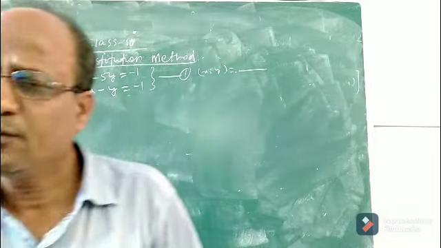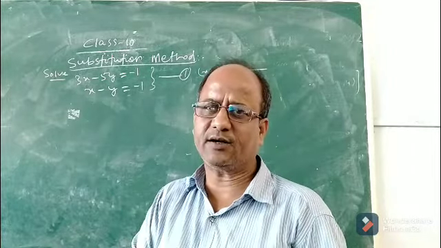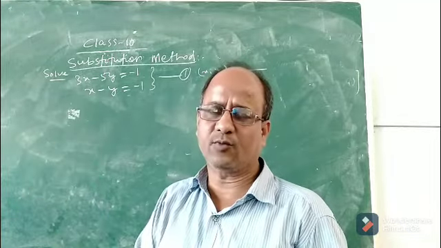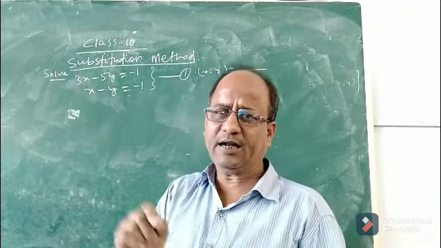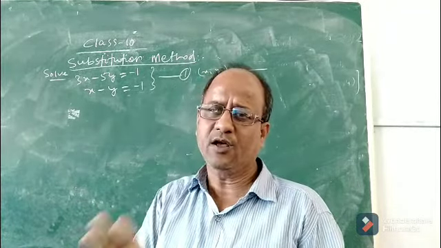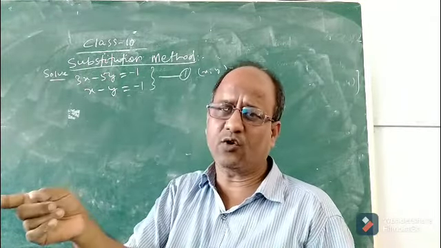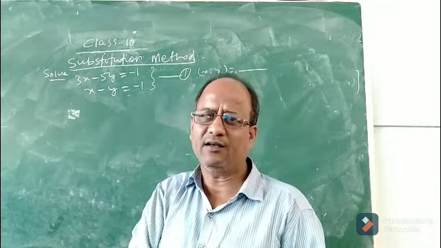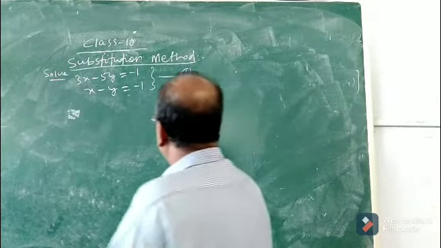So children, before we go for any algebraic method, there are three methods. One is the substitution method, the other is elimination by equating the coefficients, which we will discuss tomorrow in the next class. So the first one is the substitution method. Second is elimination by equating the coefficients. The third method is cross multiplication. Whatever the method may be, substitution or elimination by equating coefficients or cross multiplication, in all the cases you have to do one thing. What is that?